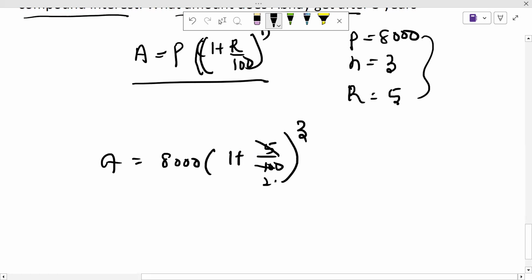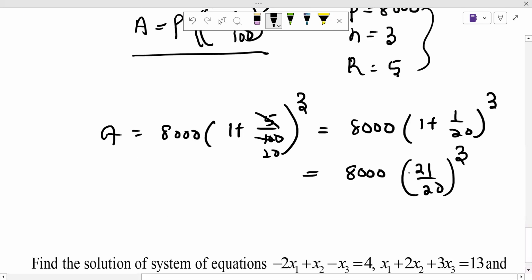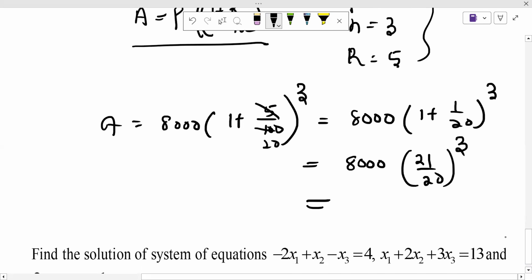Simplify 5/100, that is 1/20, so it is 8,000 into (1 + 1/20) to the power 3, and this becomes 8,000 into (21/20) cubed. Then you compute this value, and the value becomes 9261. This is the amount after 3 years.